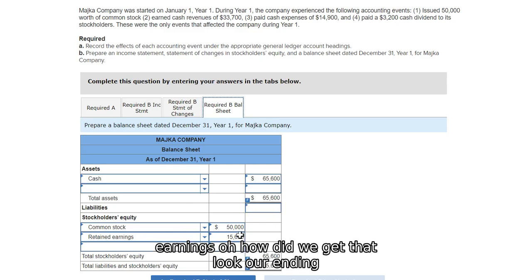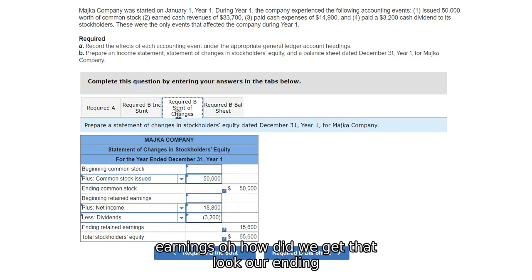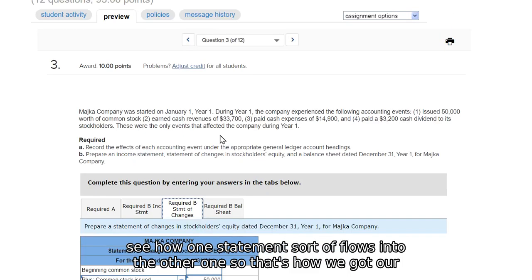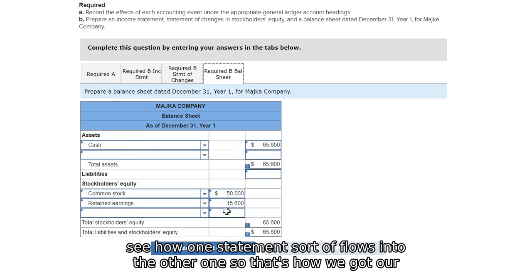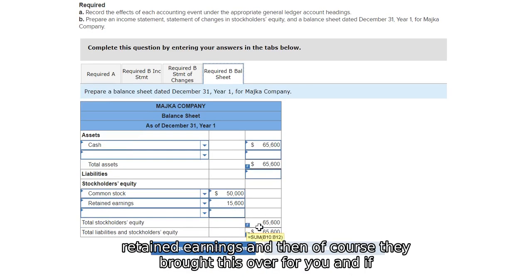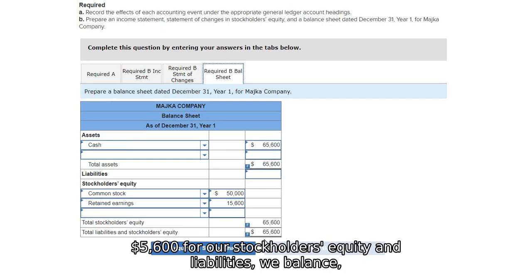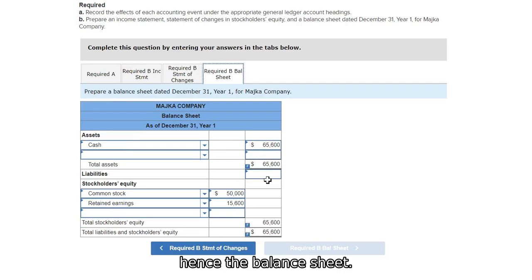And then our retained earnings. Oh, how did we get that? Look, our ending retained earnings. You're going to see how one statement sort of flows into the other one. So that's how we got our retained earnings. And then, of course, they brought this over for you. And if you notice, 65,600 for our assets, 65,600 for our stockholders' equity and liabilities. We balance, hence the balance sheet.